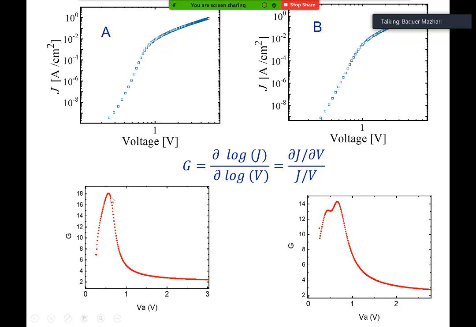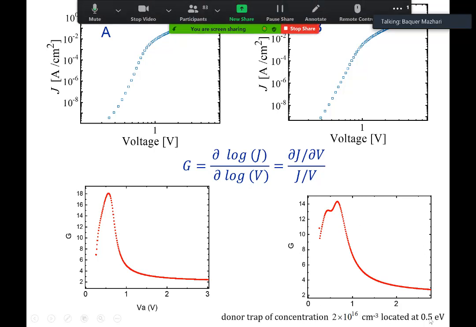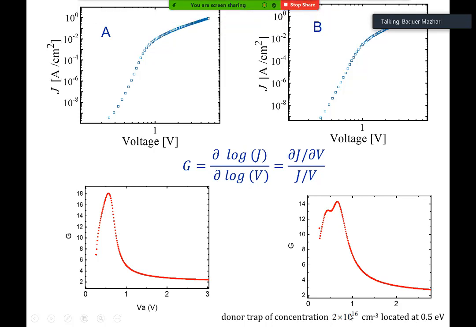So here you see a single peak, and here you see two peaks. And what I will just show here is that, since these are simulation results, I know exactly what has been done. Device A is an ideal device with no traps, a simple single semiconductor sandwiched between two electrodes. While in device B, we added a trap located at 0.5 eV above the valence band with a concentration of 2 × 10¹⁶.